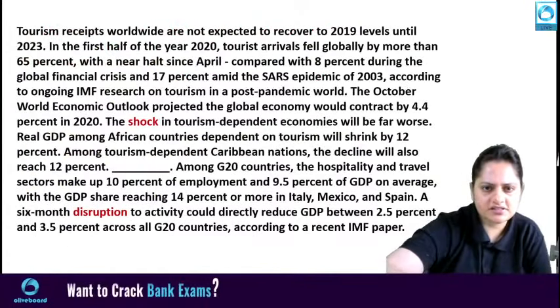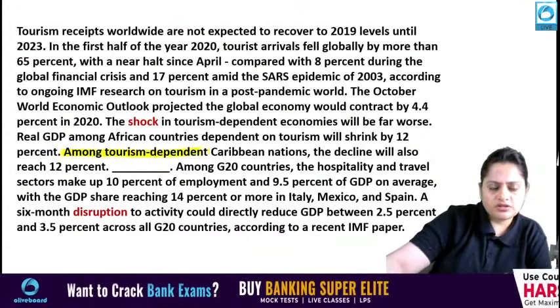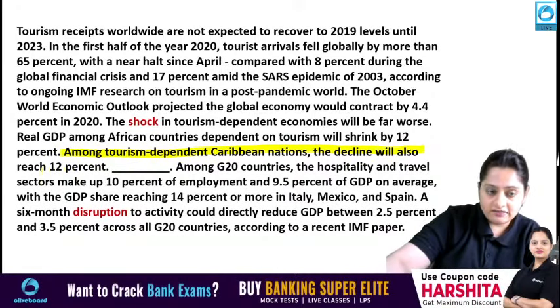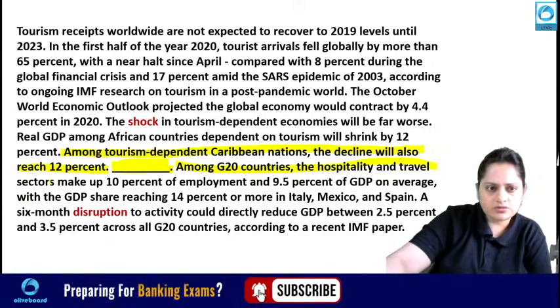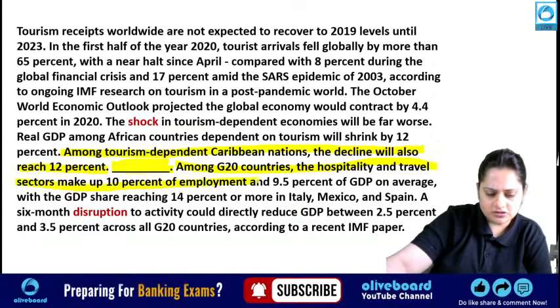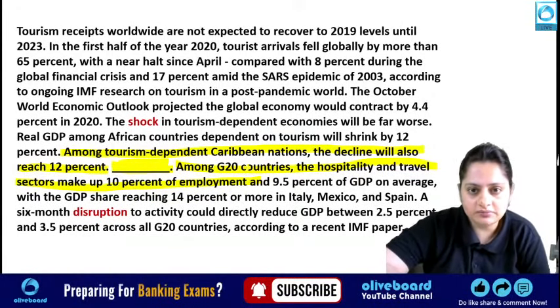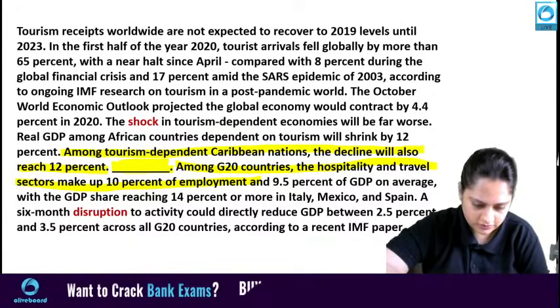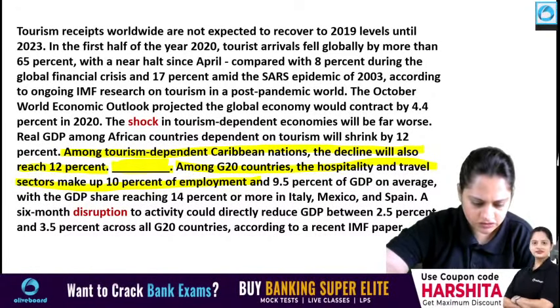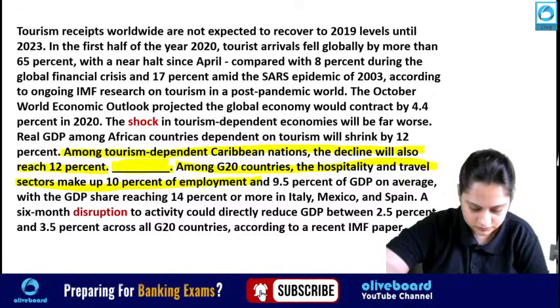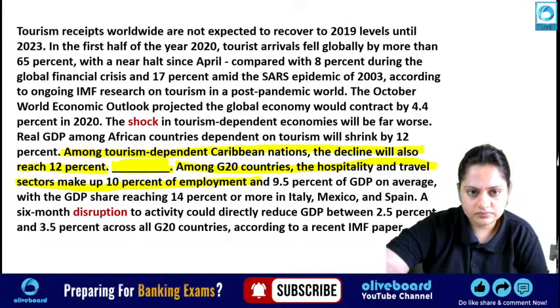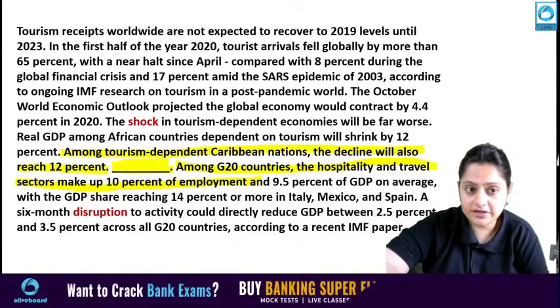First, guys, read this. Among tourism dependent Caribbean nations, the decline will also reach 12%, dash, full stop. Among G20 countries, the hospitality and travel sectors make up 10% of employment. Now, please, can you tell me what will come in the blank here? Which will fit the blank? We are talking about data here.